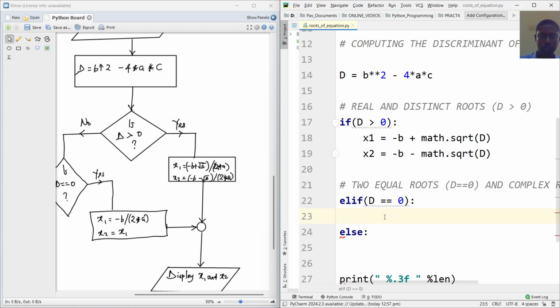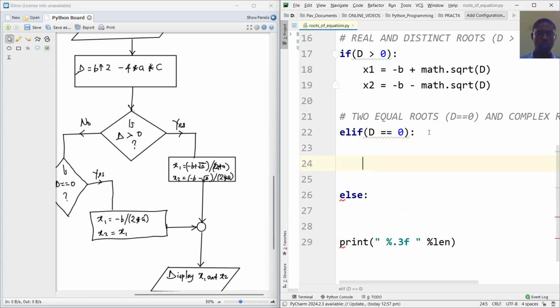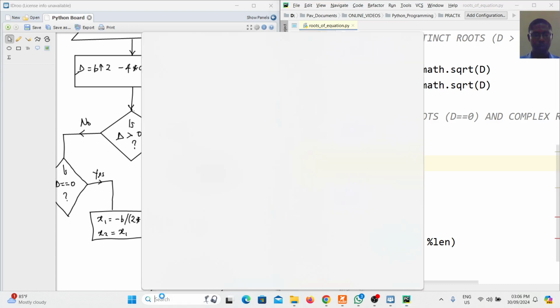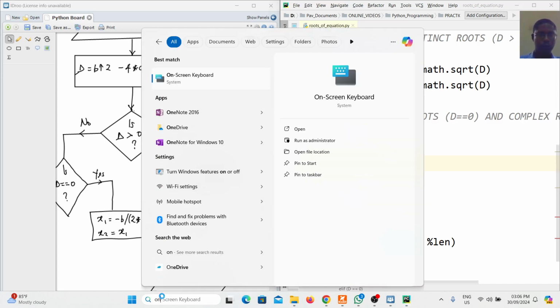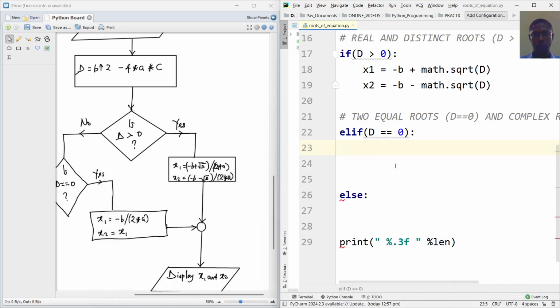Now we will come here, elif. Don't forget, whenever you're writing a program in Python, a block of code is depicted by the tab on our keyboard. You may be wondering, where is tab? Let me show us on the on-screen keyboard. So of course this is your tab key. Whenever you have a cursor here, you need to press this tab, then it's going to create the block of code for you, right?